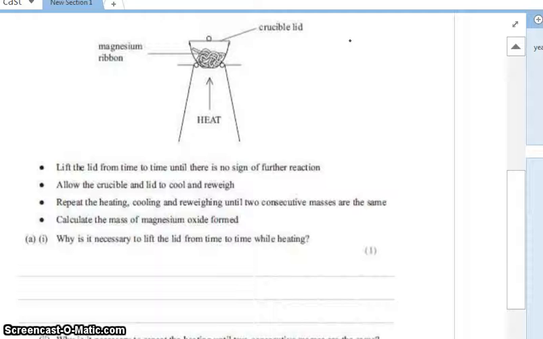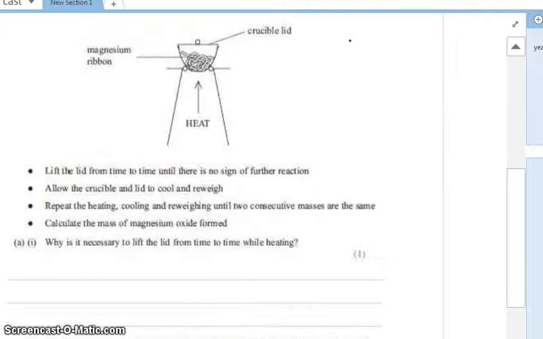Then they lift the lid from time to time until there's no sign of further reaction. Allow the crucible and lid to cool and reweigh. Repeat the heating and cooling and reweigh until 2 consecutive masses are the same, and calculate the mass of magnesium oxide. So the answer to the first question is to allow the oxygen to come into contact with the magnesium. Oxygen is all around outside in the air, and when we lift the lid we allow the oxygen to come in and react with the magnesium, as there may not be enough inside in the crucible.